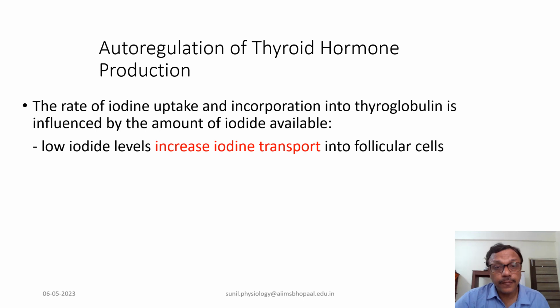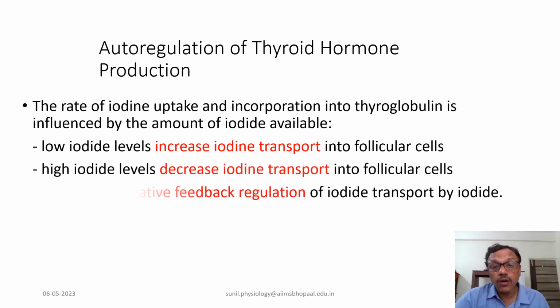Okay, so if the iodine level is low, then there will be an increased iodine transport into the follicular cell, or if a high level of iodine is available, that is going to decrease the iodine transport into the follicular cell. Now you can remember that the transport of iodine is basically taken through the NIS, sodium iodide symporter. Okay, so there is a negative feedback regulation of the iodine transport by iodine.